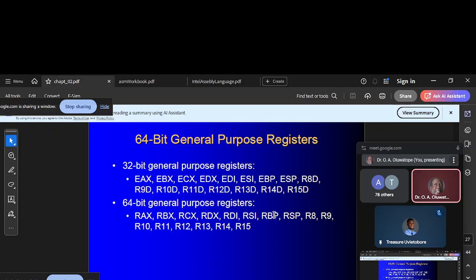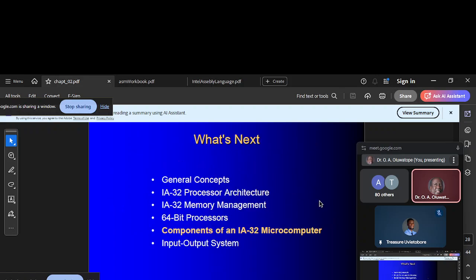So R8, the 32-bit version is R8D. R9, the 32-bit version of that is R9D, and up to R15, and the 32-bit version is R15D.